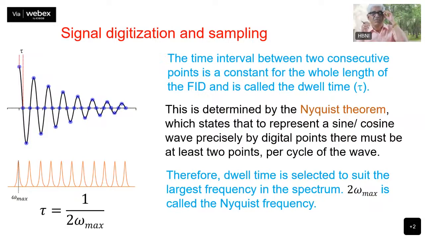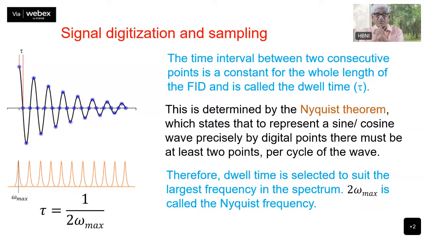This is determined by the Nyquist theorem, which states that to represent a sine or a cosine wave precisely by digital points, there must be at least 2 points per cycle of the wave. Therefore, dwell time is selected to suit the largest frequency in the spectrum. So 2 times omega max is called the Nyquist frequency. Now, omega max will vary from quadrature detection to single channel detection. But the law is the same. Tau is equal to 1 by 2 times omega max. That should be the time interval between two consecutive data points.